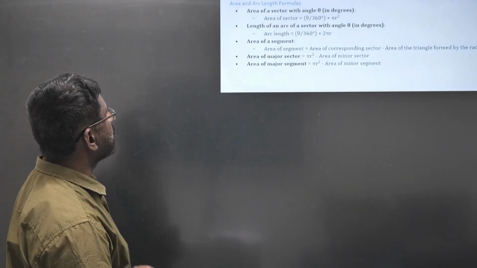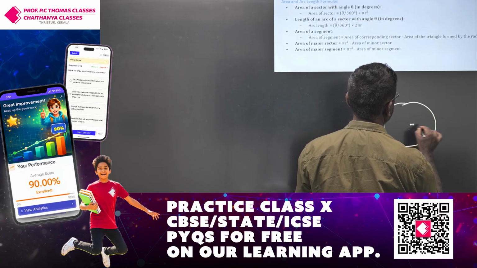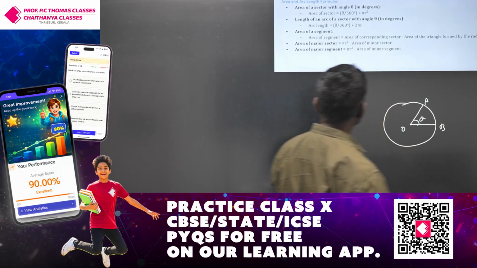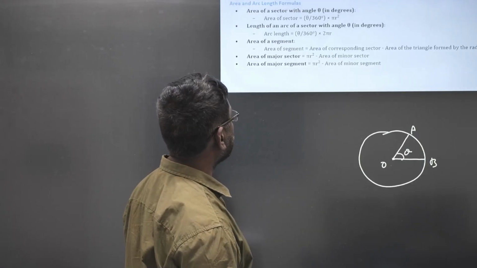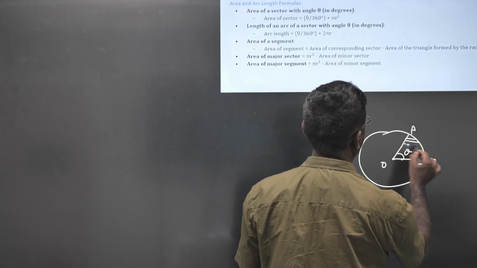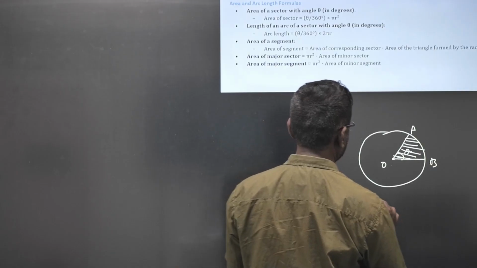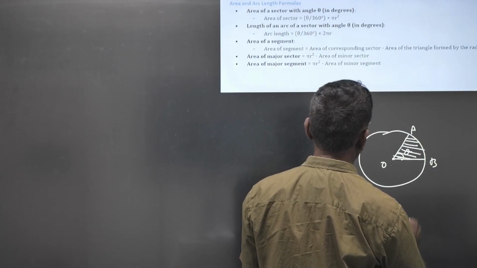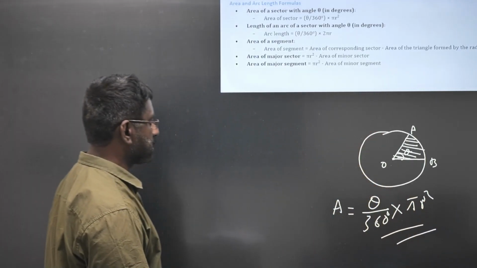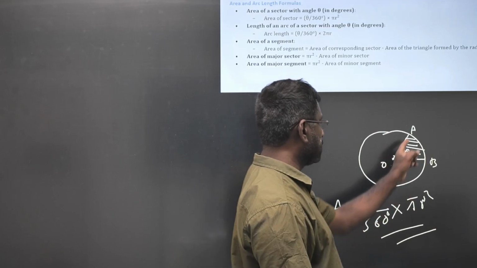Next is area of a sector with angle theta. Suppose this is the circle. This is a sector AOB. Suppose this is theta. There is a formula for finding the area with angle theta in degrees. Area of this portion, that is A, is equal to theta divided by 360 degrees into pi r squared. Theta divided by 360 degrees into pi r squared. This is the area of this sector or the region AOB.